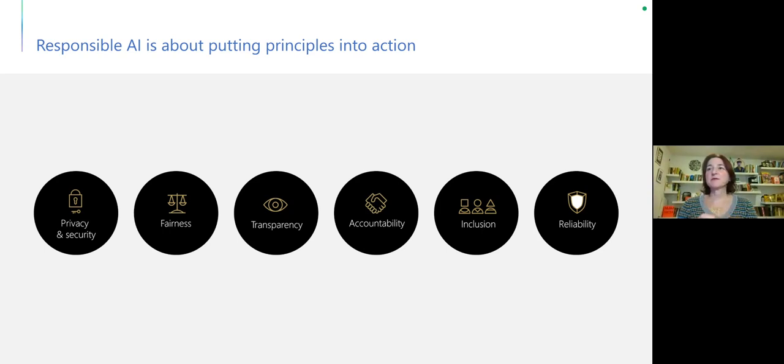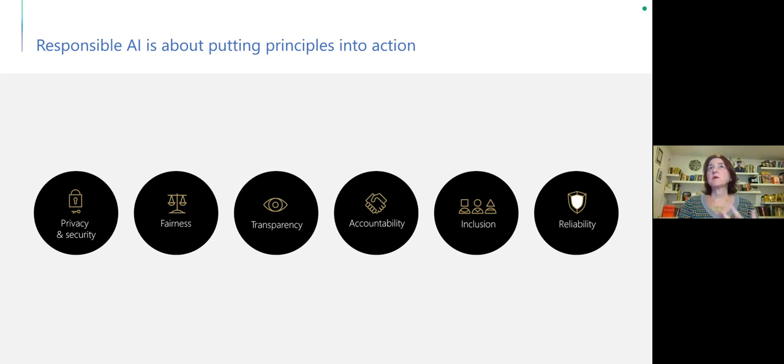So we have privacy and security, fairness, transparency, accountability, inclusion, reliability. All of them are different facets that are very important. These are Microsoft's responsible AI principles. And if you look at other companies that have developed all kinds of value systems like that, they're all very similar to one another, because this is really the core.